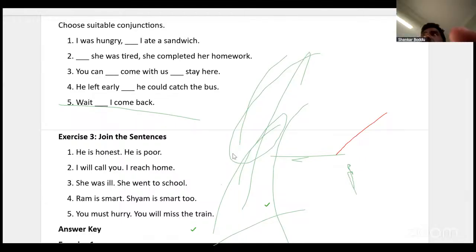Finish your work before leaving. Yeah, finish your work before leaving. Our principal always tells us to do that. So you have to finish your work before you leave. Okay, thank you so much.